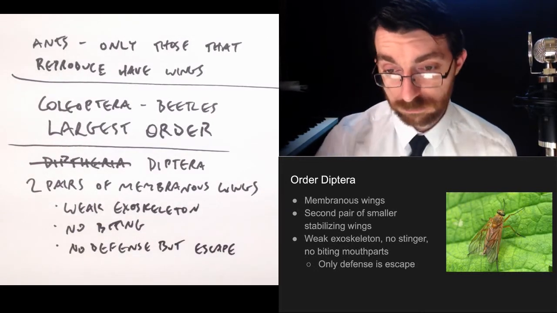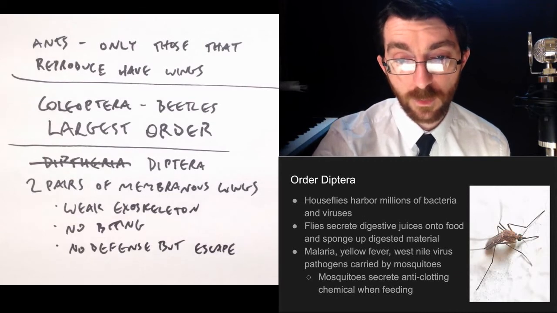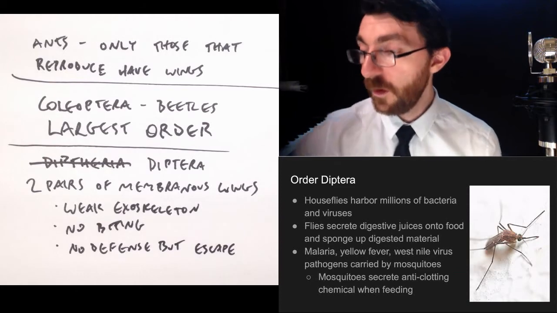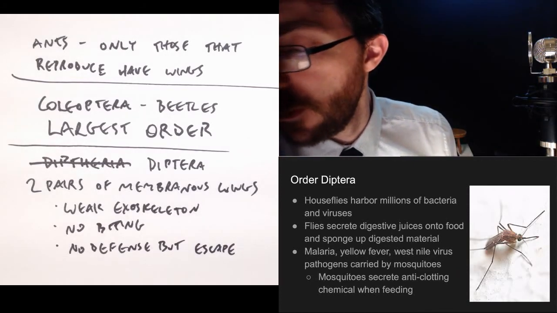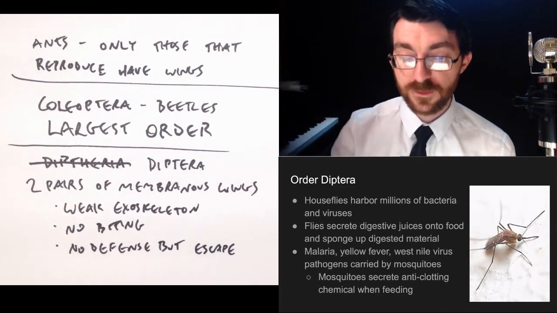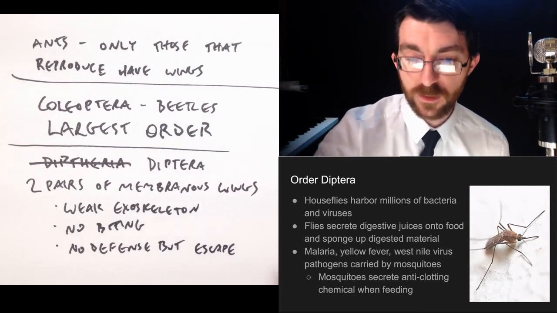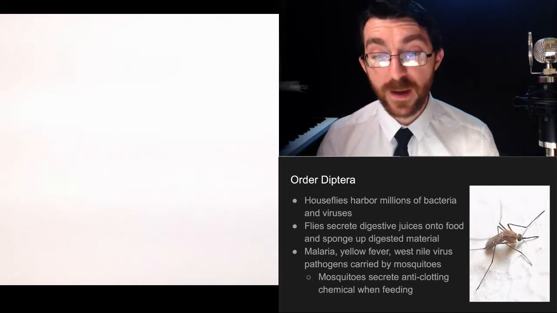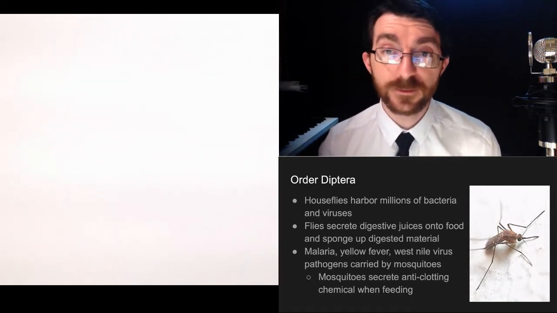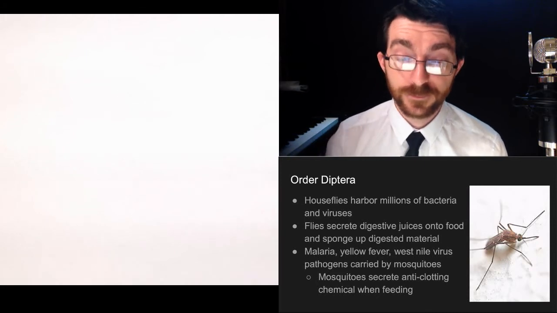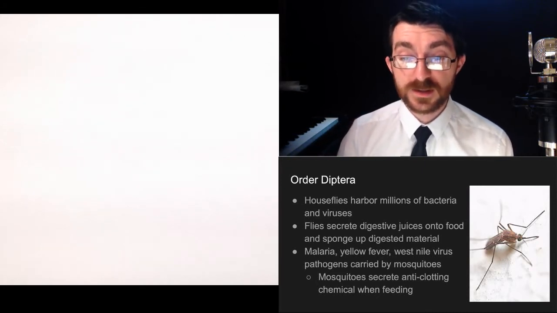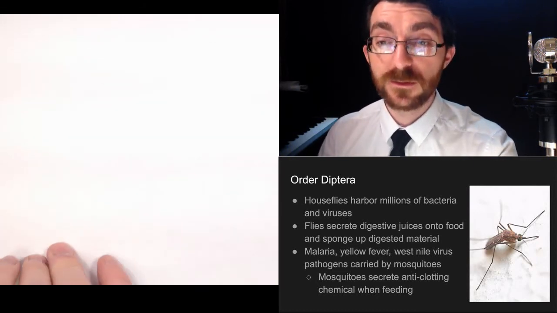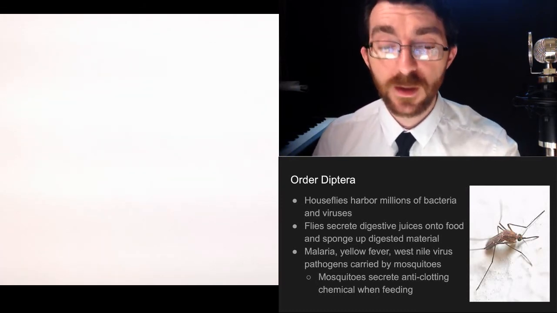Okay, so let's see what they're all about. They're one of the orders of insects that we are pretty familiar with because we have a lot of interaction with them. For example, houseflies harbor millions of bacteria and viruses. Well, that's great. Yeah, houseflies are pretty disgusting. They have germs all over them, so if a housefly lands on something, just throw it away.